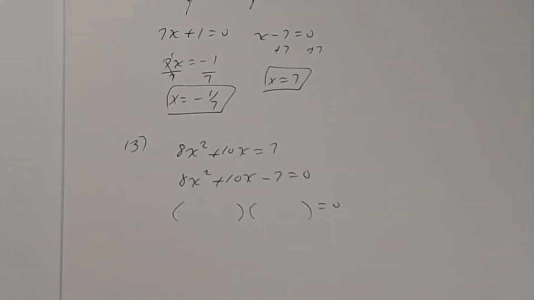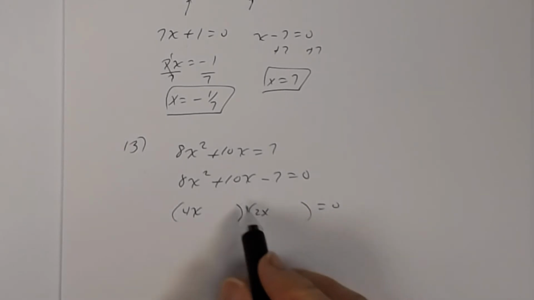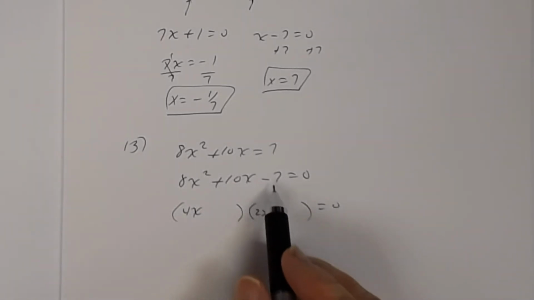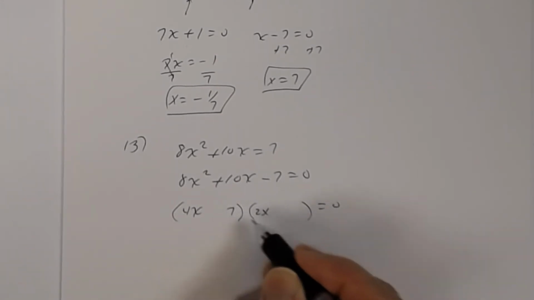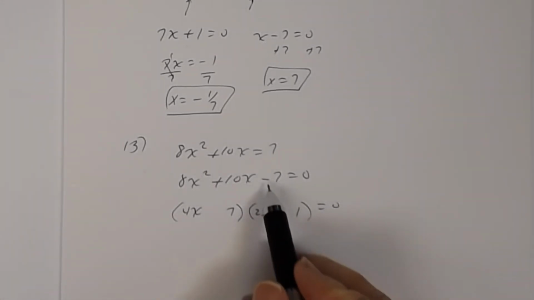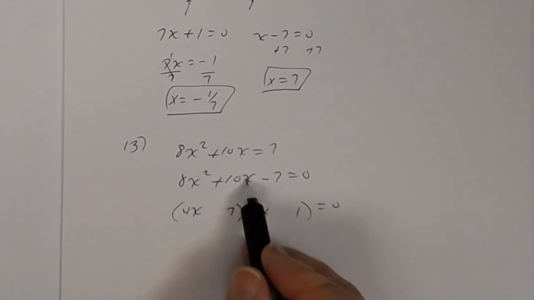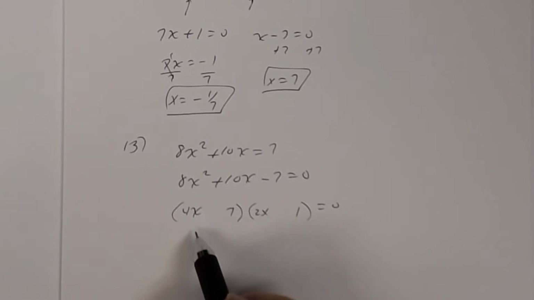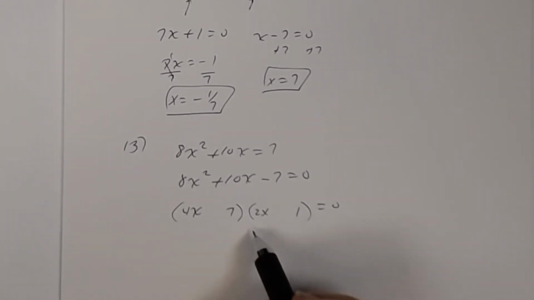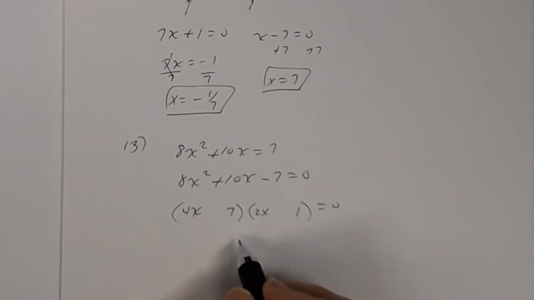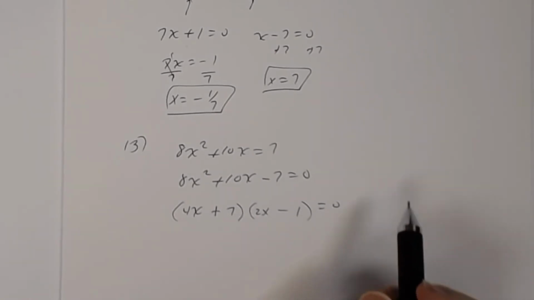And so let's try 4x and 2x. 4x times 2x is 8x squared. And for 7, the only possibility is 7 and 1. And it looks like the 7 is going to go here, the 1 is going to go here. The last sign's negative, so these signs are different. And I want the middle term to be a positive 10x. So in order for the outer and the inner to add up to a positive 10x, that means that 7 has to be positive, 1 has to be negative. And always check.